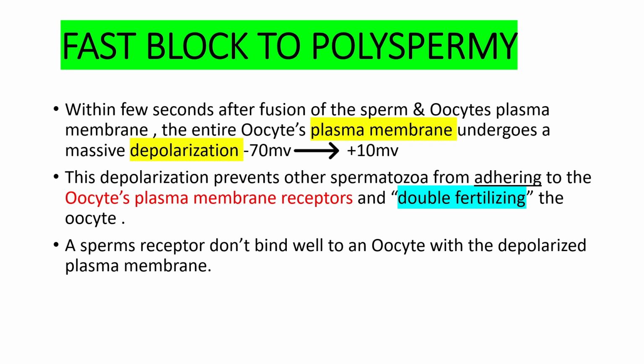Now starting with the fast block 2 polyspermy. Within a few seconds after fusion of the sperm and oocyte's plasma membrane, the entire oocyte's plasma membrane undergoes a massive depolarization. So when one sperm strikes the ovum, then what happens? It undergoes depolarization.